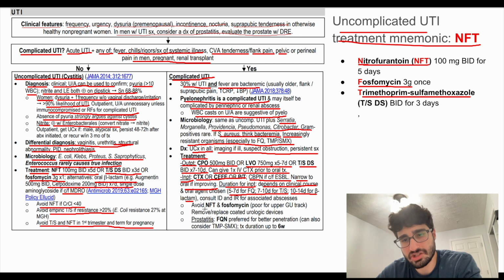Some special considerations to keep in mind: we need to avoid nitrofurantoin and fosfomycin in upper GU tract infections because they're not going to achieve adequate renal tissue concentrations. And we need to remove or replace any indwelling urinary catheters. For prostatitis, fluoroquinolones are preferred for their prostate penetration, with treatment extending up to 6 weeks.